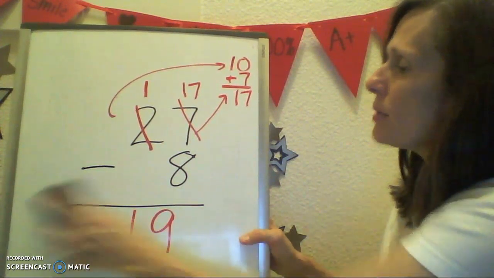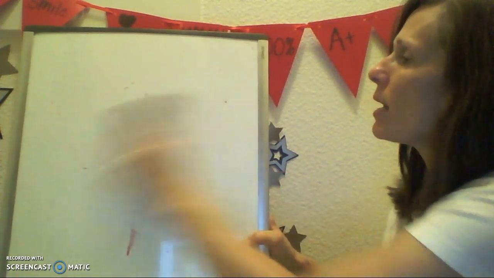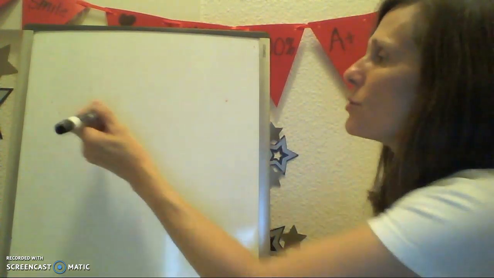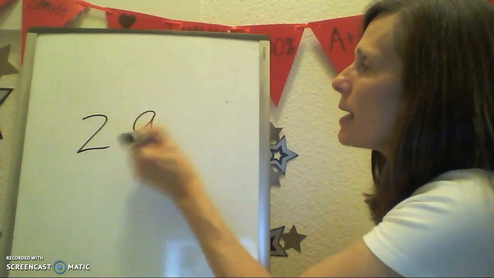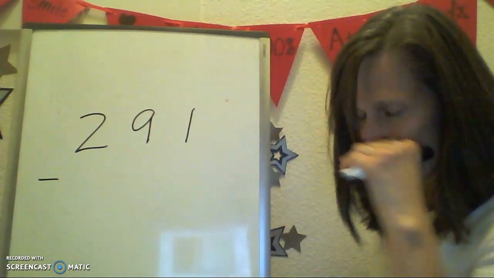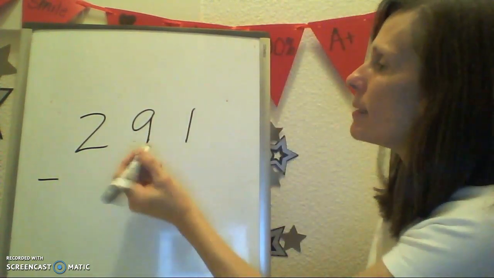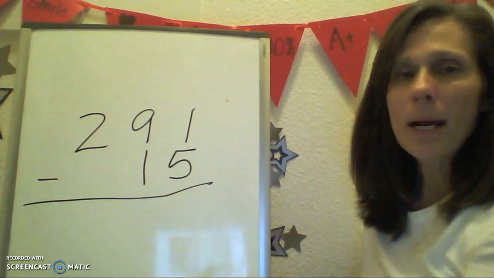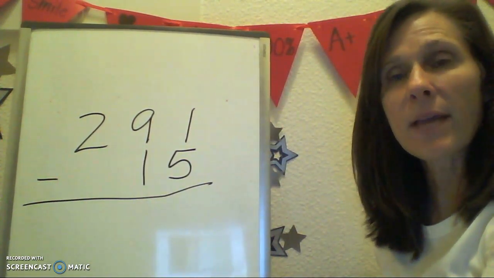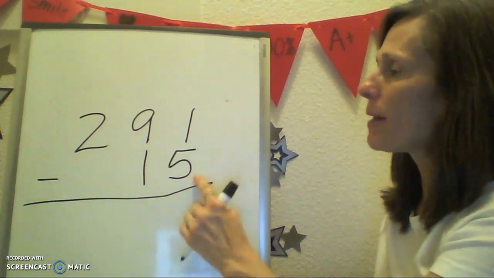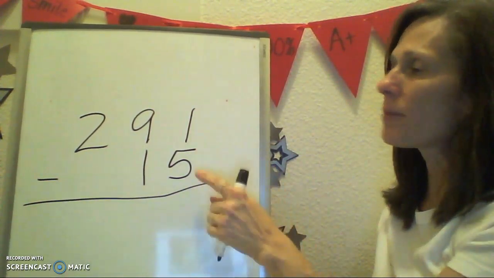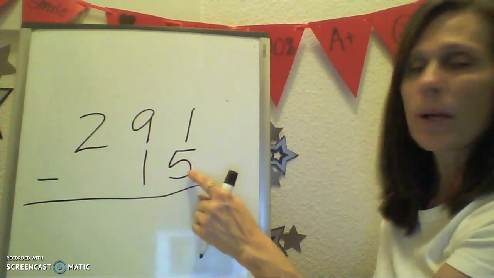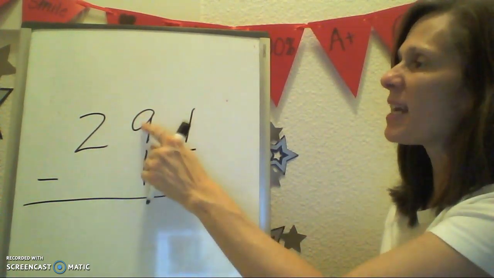Let's go ahead and add a number in our hundreds place. Let's do 291 minus 15. Here we go. I see it's a minus sign, so I have to ask myself, can I do it? 1 take away 5. Well, 1 is smaller than 5, so 5 is bigger. 5 is on the floor. So when there's more on the floor, we go next door.